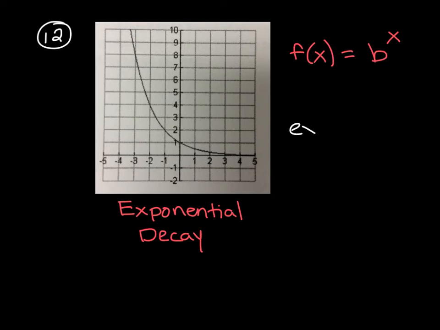For example, in your calculator, if you went to y equals and plugged in, let's just replace that B with a 1/2 to the x power, you'll see a picture that looks something like this. Just keep in mind, if it's exponential growth, right, if your graph is going up, then this value of B right here is going to be greater than 1.